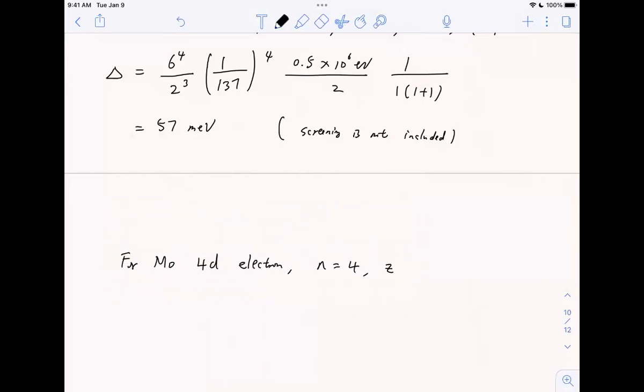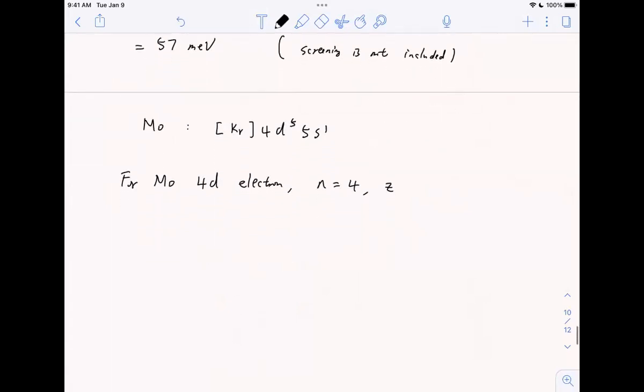So for Mo, if you go to the periodic table, Mo has a configuration of Kr 4d5 5s1. So the outermost electrons are the d electrons. 5 electrons are in the d orbital, and 1 electron is in the s orbital. Okay, so n is 4.